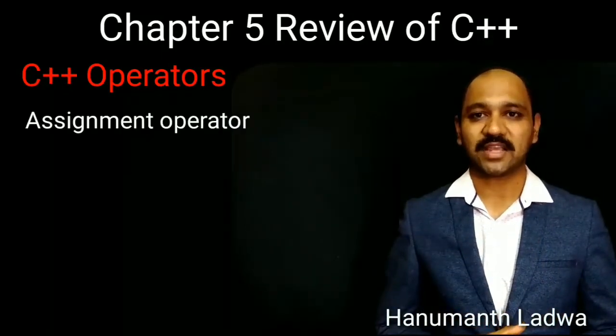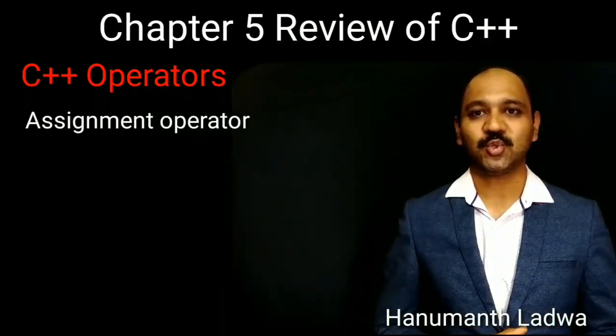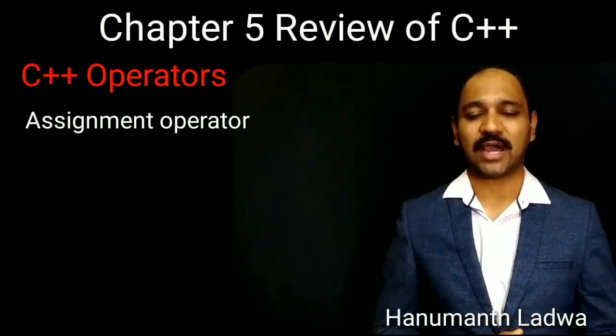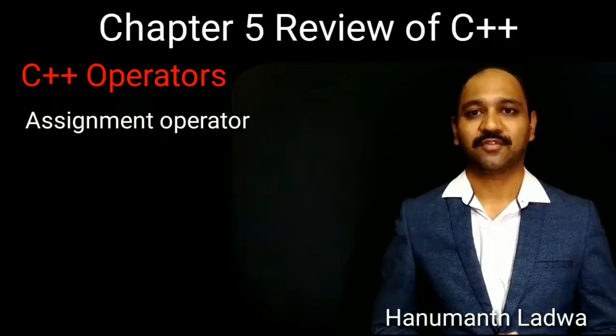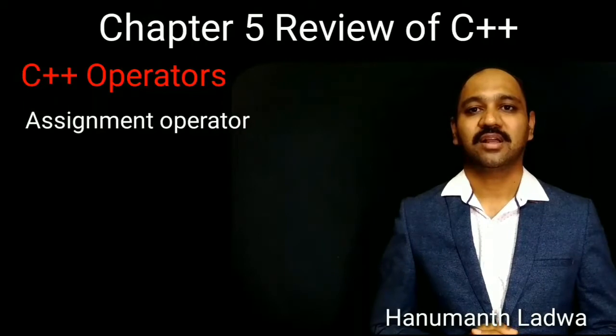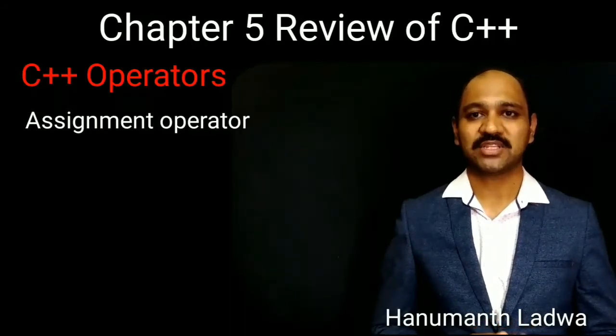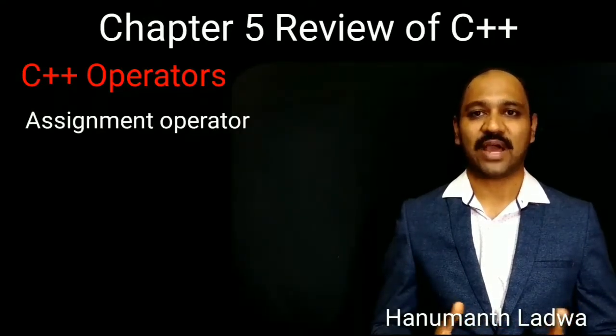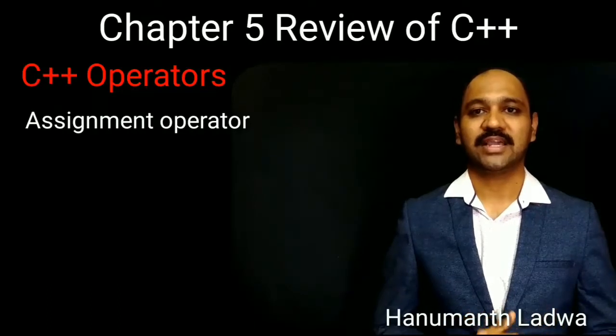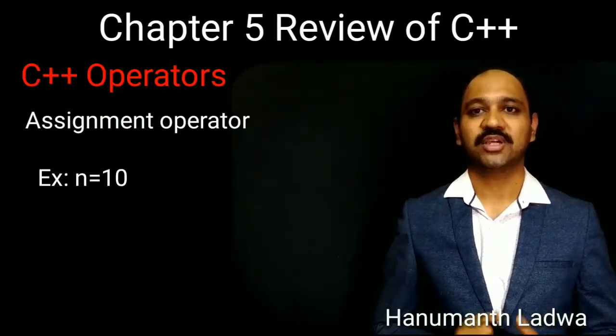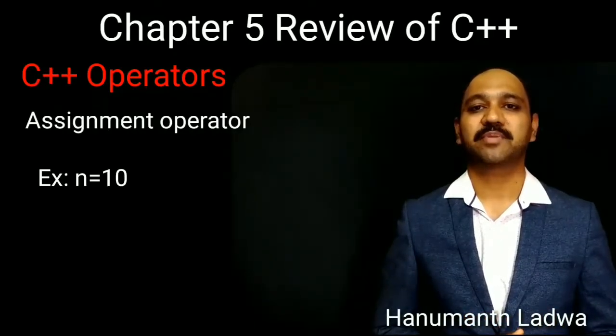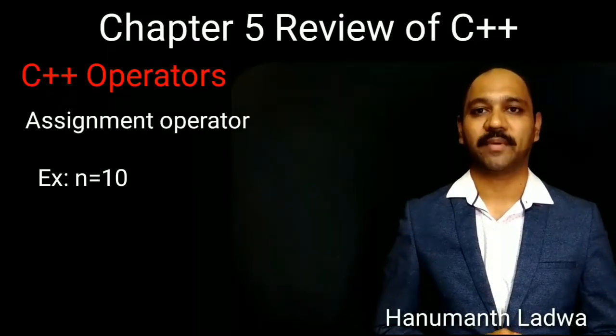Next we'll move on to assignment operators, which are used to assign or initialize some value to a variable. For example, let us take n. N is a variable which can be initialized with any value. So for example, here I'll take n is equal to 10. Here the equal to symbol represents an assignment operator.